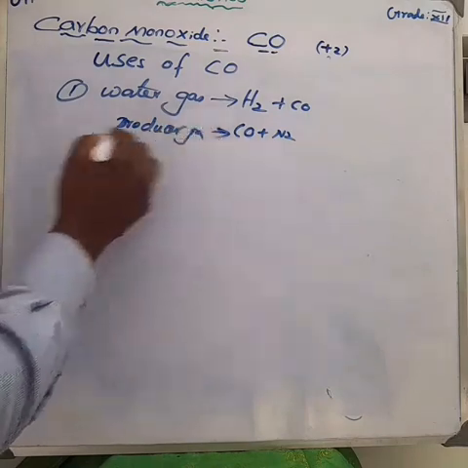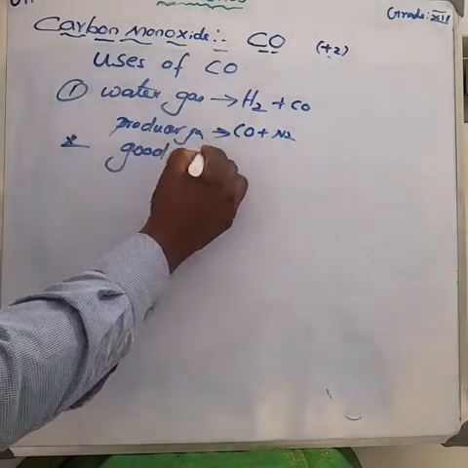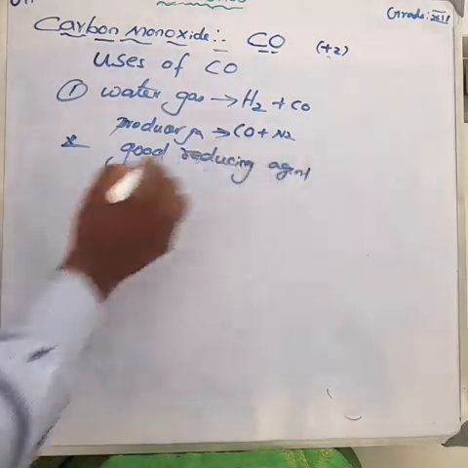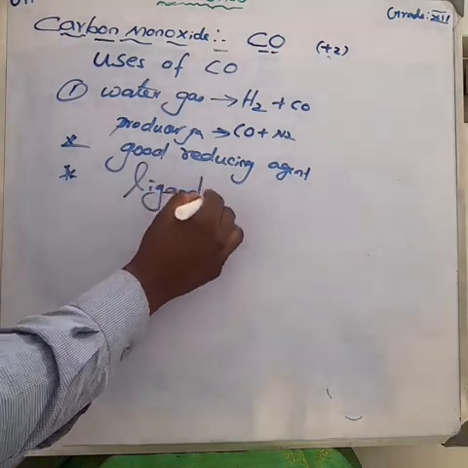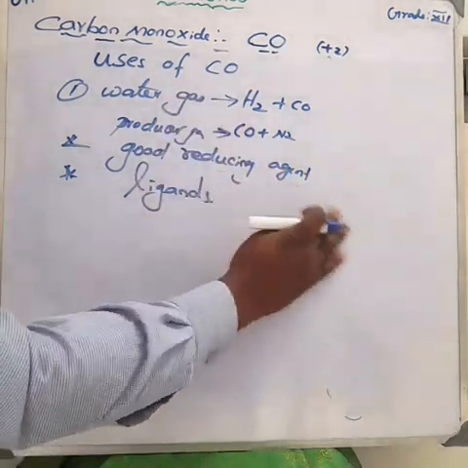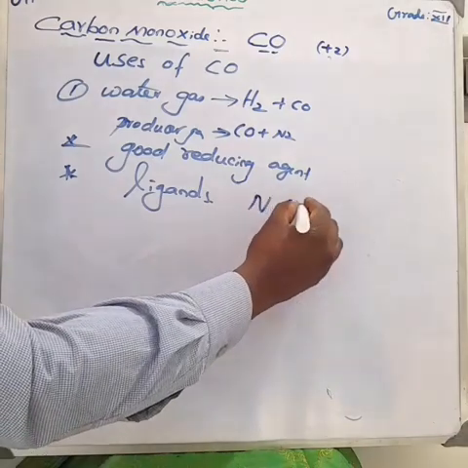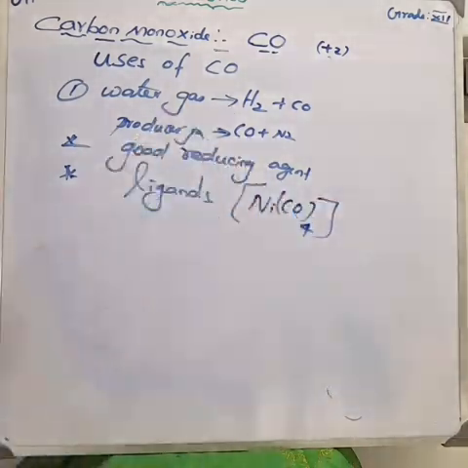Next, carbon monoxide is a good reducing agent. It can reduce many metal oxides to metal. Already we learned it, am I right? Next, carbon monoxide is an important ligand and forms carbonyl compounds with transition metals. That means, already we learned the Fischer-Tropsch synthesis. We have the examples. What are the examples? Nickel tetracarbonyl, am I right? What is the formula? Ni(CO)4.